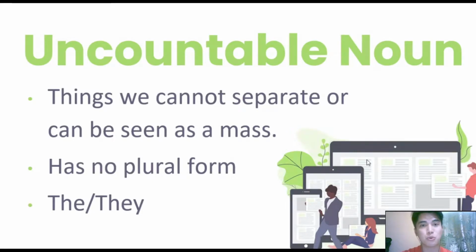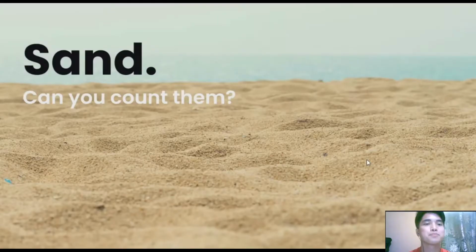Contrary to the first one, uncountable nouns are nouns that we cannot count. We cannot see them as individual items. It has no plural form, and oftentimes we use the definite article the and they. Again, I want you to take note of these conditions. For our next slide, I'm going to present pictures again and I want you to identify if the noun is countable or not. Let's proceed.